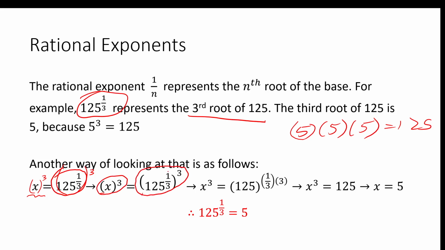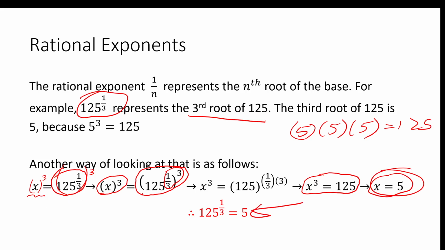Now, one of the rules that we just saw a while ago is that what we do in this case is multiply these exponents. Well, 1/3 times 3 is equal to 1. So we'd get 125 to the exponent 1, which is the same as 125. So ultimately, we'd be able to say x cubed equals 125, meaning x is 5. And since x is what we let equal 125 to the 1/3, and x is 5, we can say 125 to the 1/3 is 5.